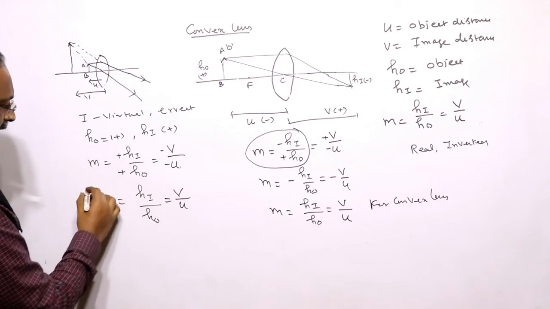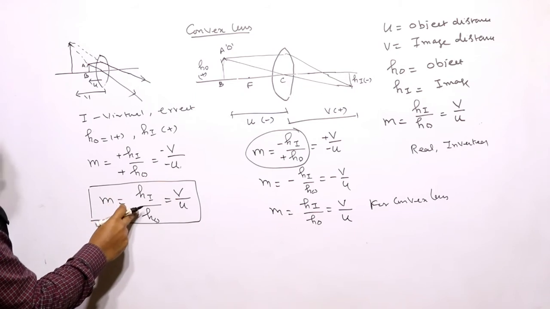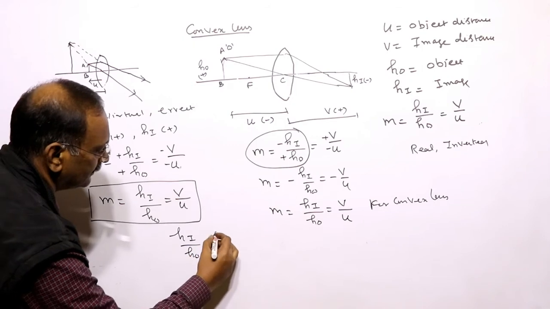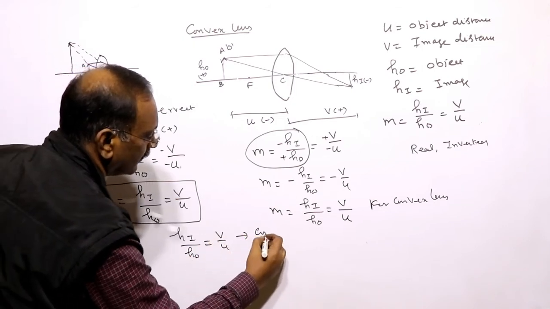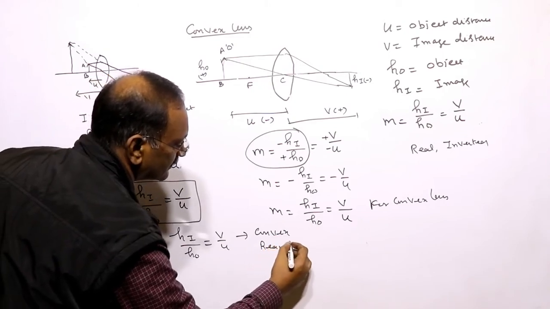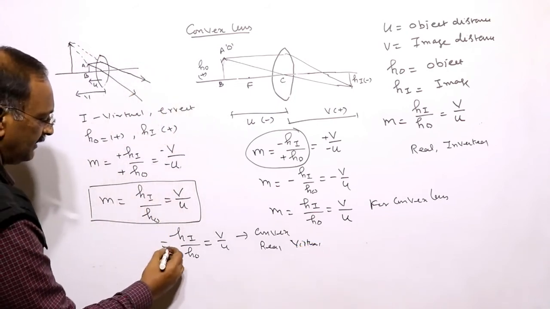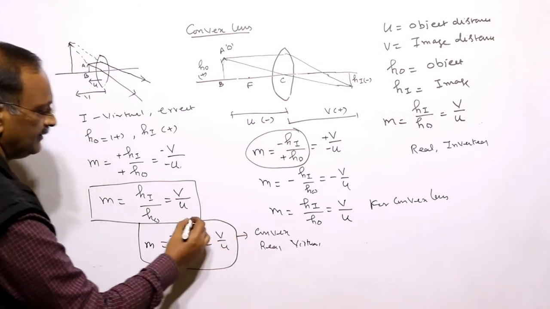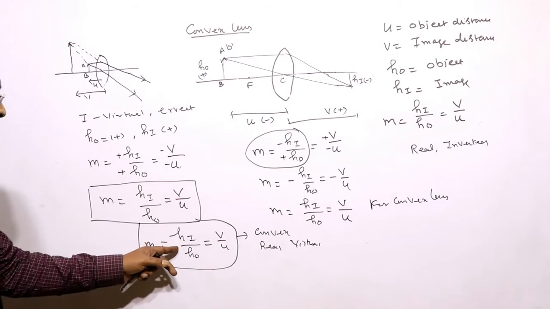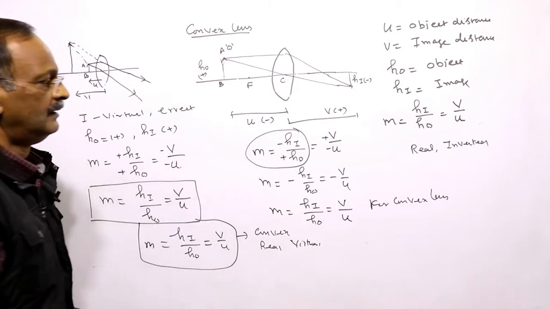So in this case also the magnification, height of image by height of object, is equal to V by U for convex lens, whether the image is real or virtual. So the general formula for convex lens, whether the image is formed real or virtual, the magnification is equal to HI by HO is equal to V by U.